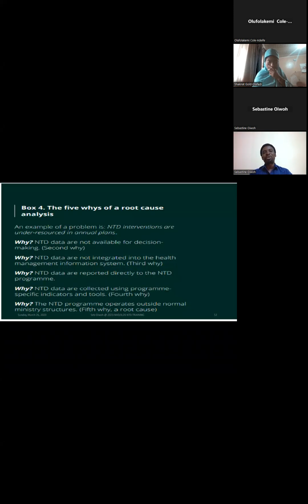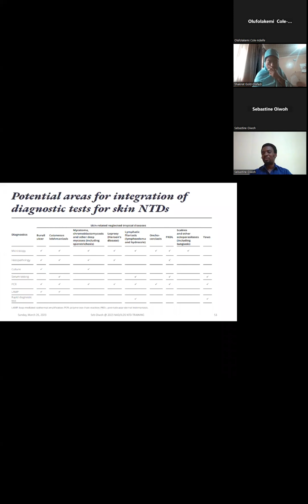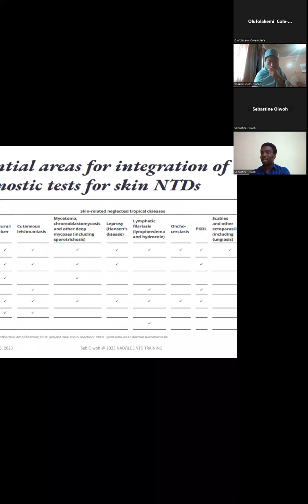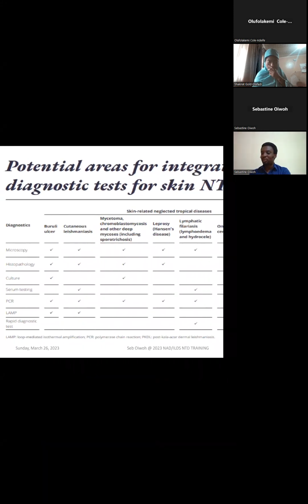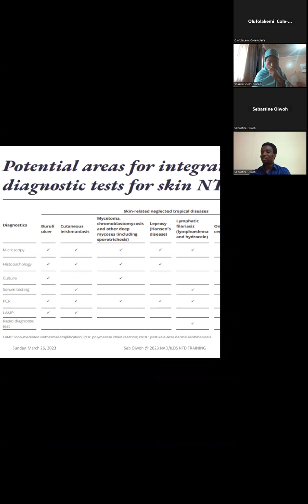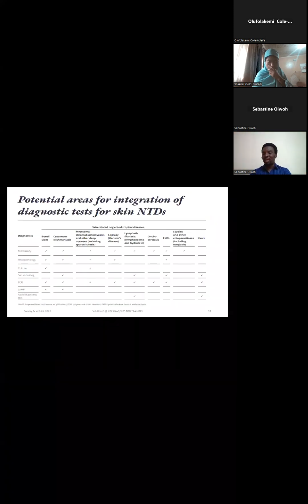Another important point is to look at the 5 root cause analysis in evaluation of lymphatic filariasis, and this usually helps in program coordination. Some other integrations of diagnostic tests are usually better, like I mentioned; integration is better to look at various infestations or NTDs that have the same etiopathogenesis and maybe treatment. As we see here, lymphatic filariasis fits into microscopy, serum testing, PCR, and rapid diagnostic test. And this also appears the same for quite some other NTDs.